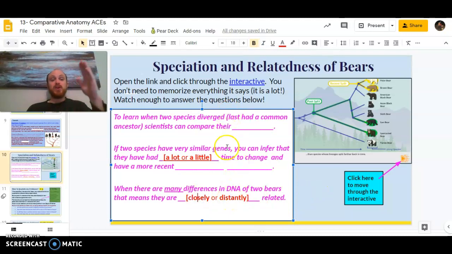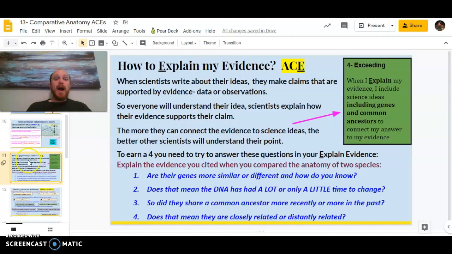These are important. You're going to be using these later when you explain your evidence. And I think that this website is just really interesting. Bears are cool to learn about, and it just really breaks it down for us really well. So how do we explain our evidence for our ACE? This is the E in the ACE.